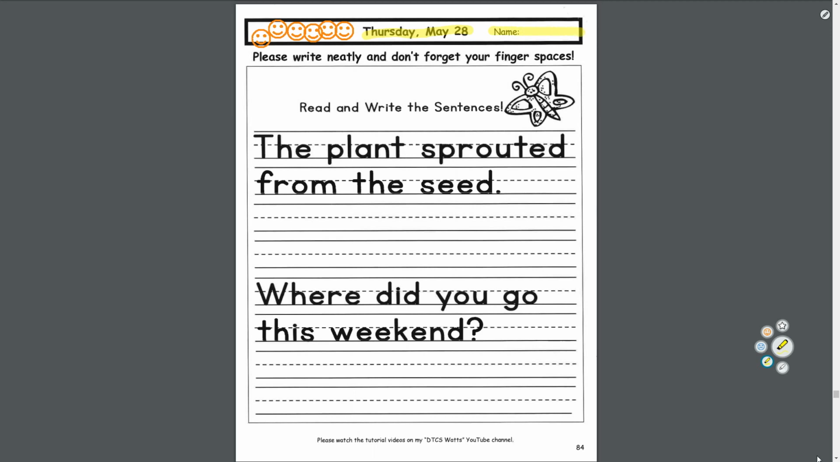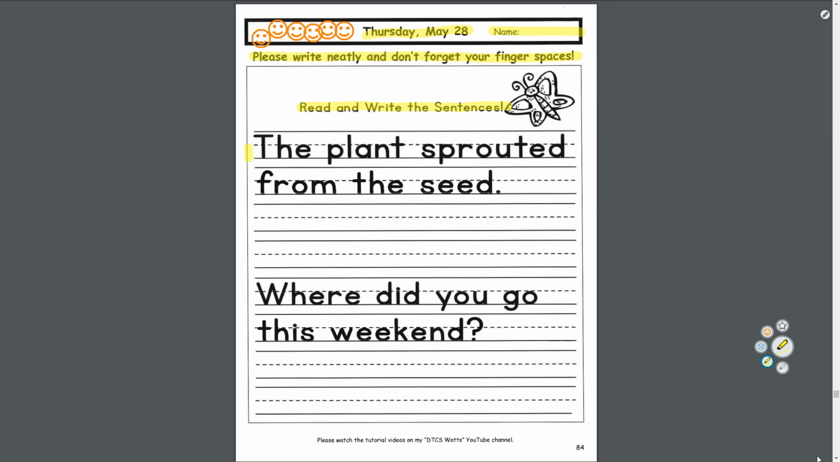At the end of the video on Epic Books, we will listen to a Flat Stanley story about baseball. But let's start with our printing first. Please write neatly and don't forget your finger spaces. Read and write the sentences.